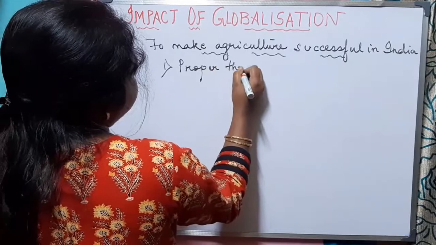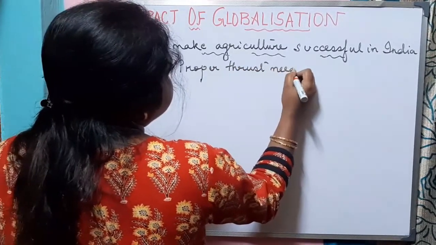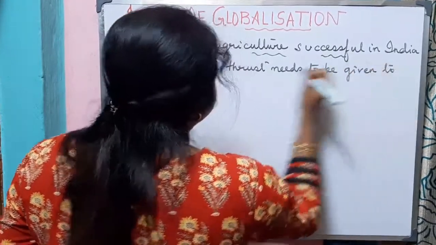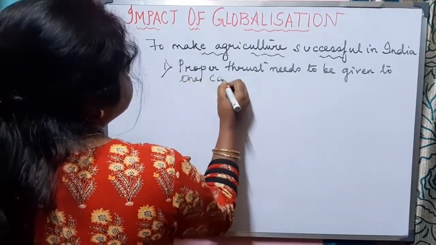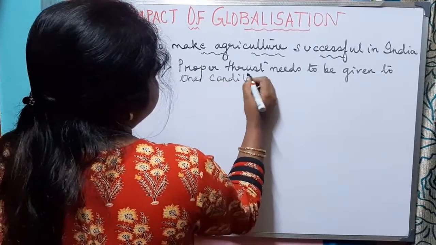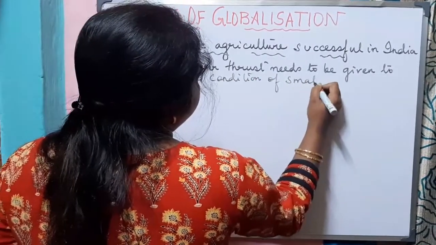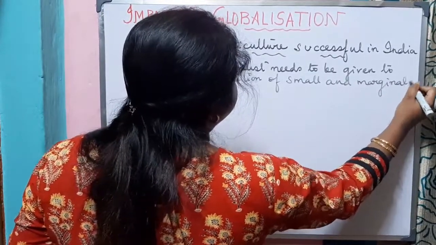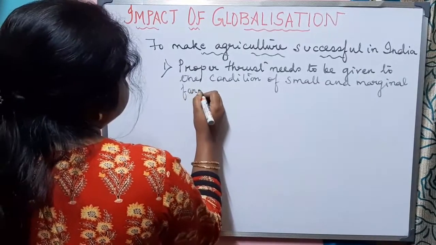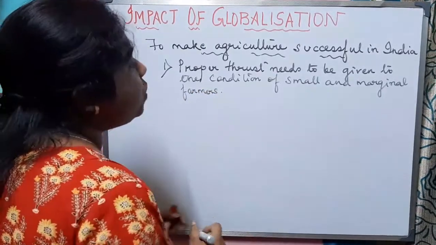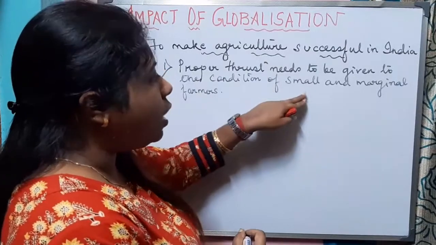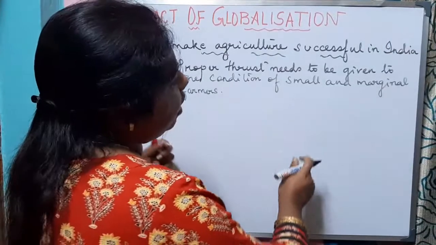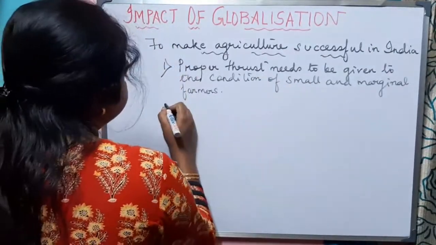proper thrust needs to be given to the condition of small and marginal farmers. That means we should introduce more programs and more reforms which will help in the development of small and marginal farmers. So we need to emphasize more on the development of small and the marginal farmers.